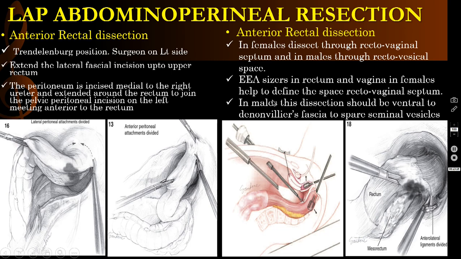In a male patient, this dissection should be ventral to the Denonvilliers fascia here to spare the seminal vesicles. So we have to do like this. This is the anterior rectal dissection.